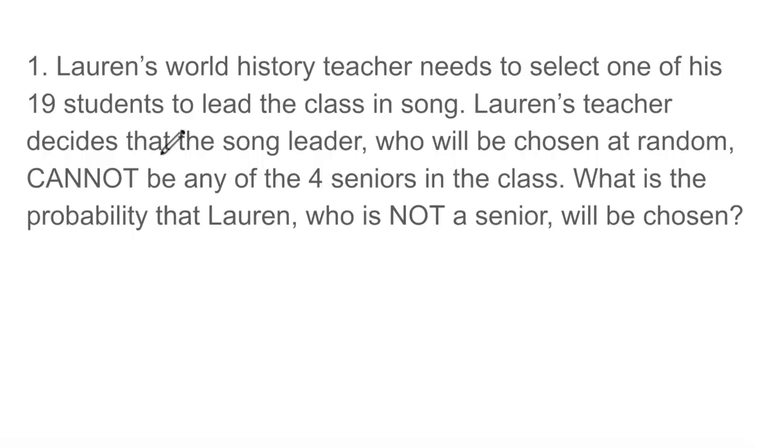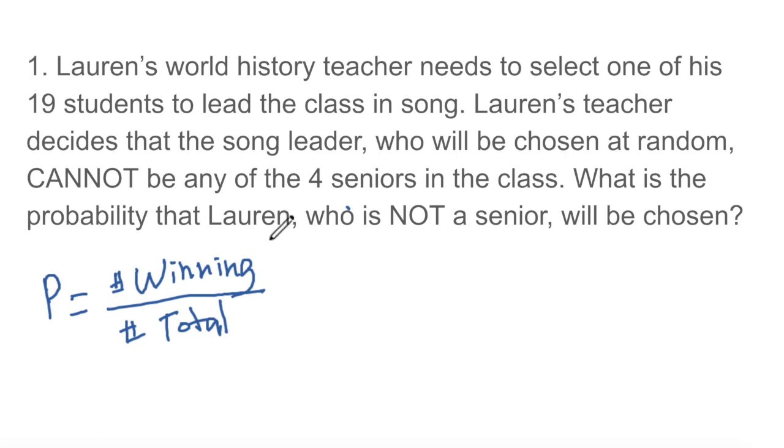Okay, problem number one. Lauren's world history teacher needs to select one of his 19 students to lead the class in song. Lauren's teacher decides that the song leader, who will be chosen at random, cannot be any of the four seniors in the class. What is the probability that Lauren, who is not a senior, will be chosen? Again, the formula for all probability equations is number of winning outcomes divided by the number of total outcomes.